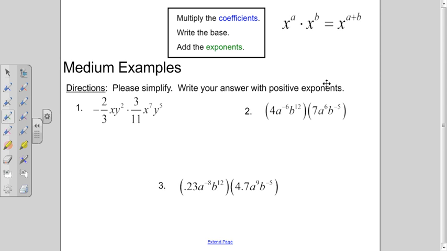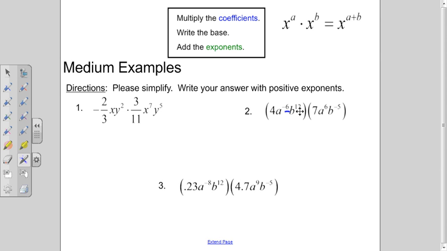Hi, if you've just scrolled here and we're in some medium examples, we will be taking a look at these problems and applying these steps again, which are multiply the coefficients, write the base, add the exponents, because that's kind of a mental map for this property, which says when you are multiplying same bases, you can take the exponents and add them when you're simplifying. So the directions say, please simplify, write your answers with positive exponents. Okay, just a little preview on these problems.